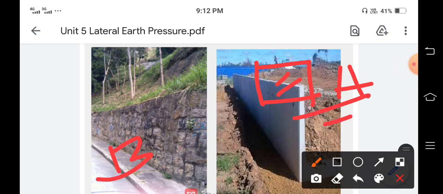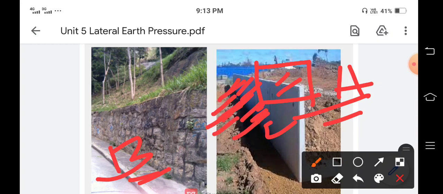So it is at higher elevation, it is at lower elevation. Okay, so what will happen? The material or the soil surrounding this wall will try to slip, or we say fall onto this corresponding building, the B building.